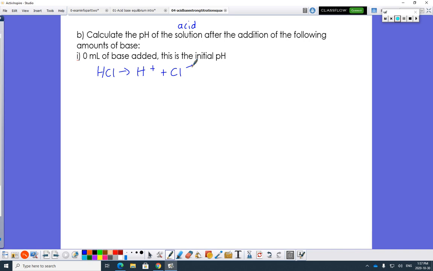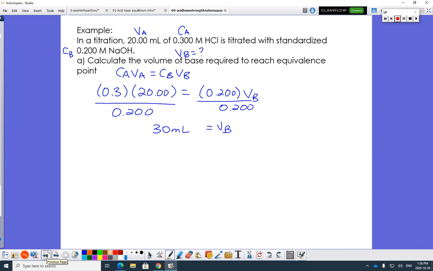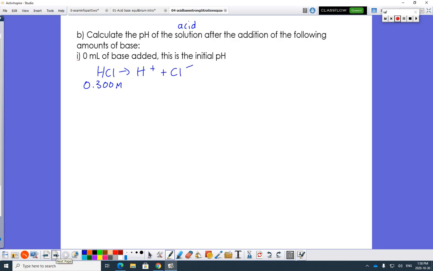Okay, so the concentration of acid is 0.3. That's over here. Okay. And then it's 1 to 1. So this is 0.3.